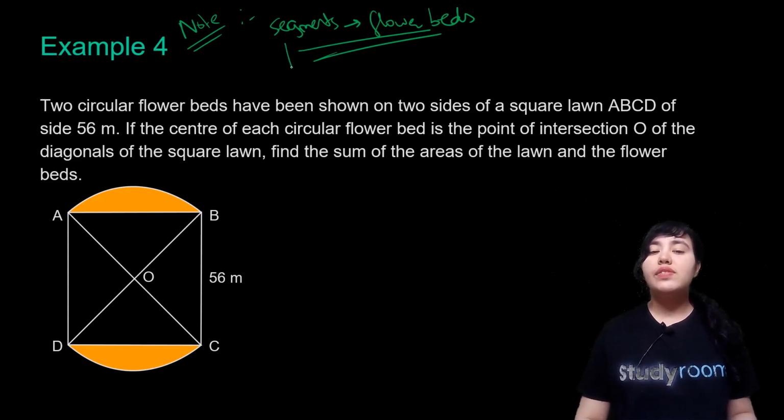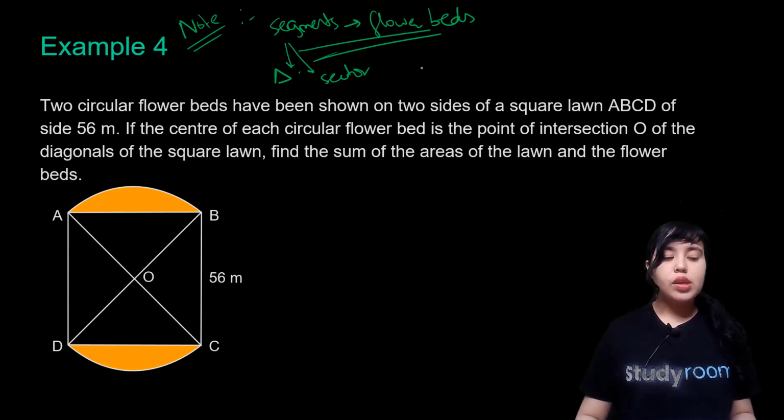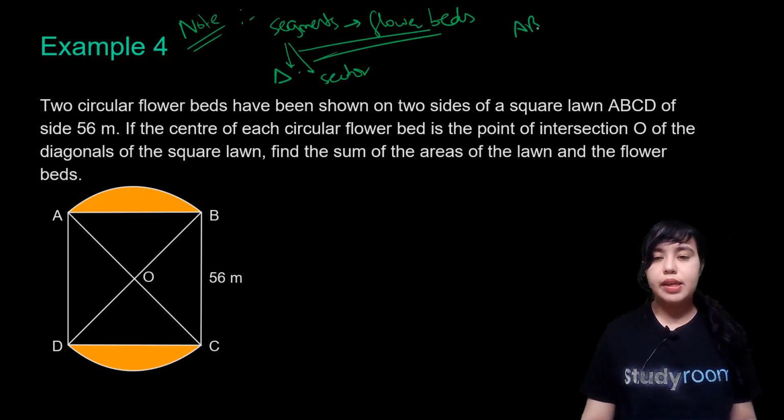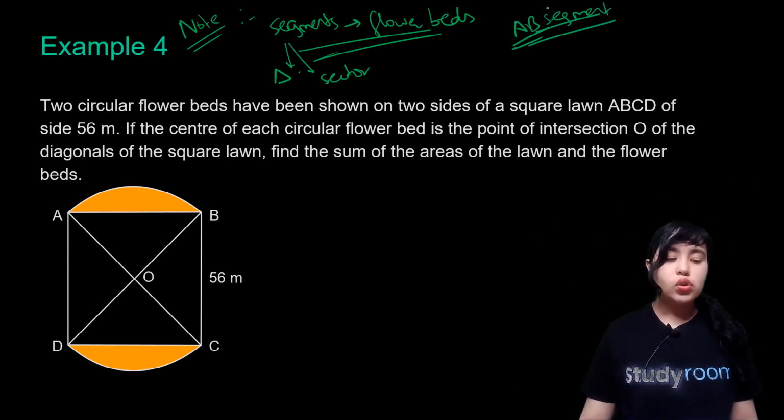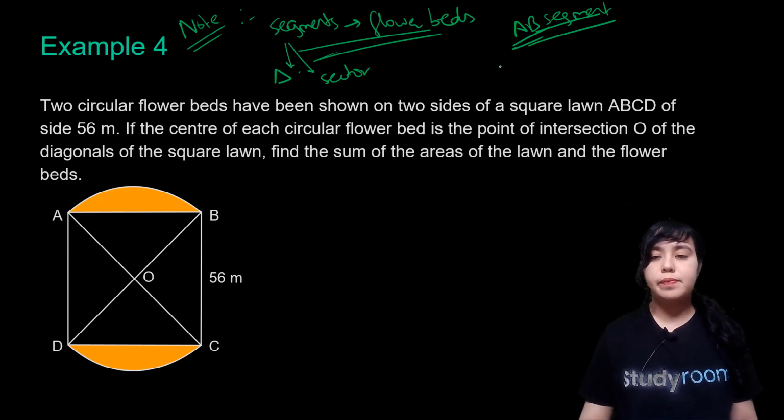So to find out the area of a segment, you require two more areas. You require the area of a sector, and you require the area of a triangle. So let me first focus on AB segment, or AB flower bed, whatever you want to call it. So here let's first of all find out the area of the sector. So here the sector is AOB.